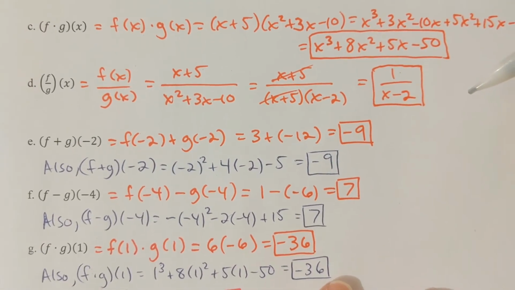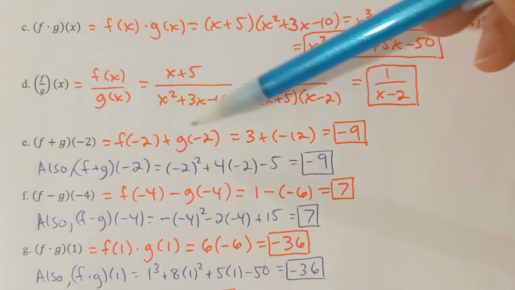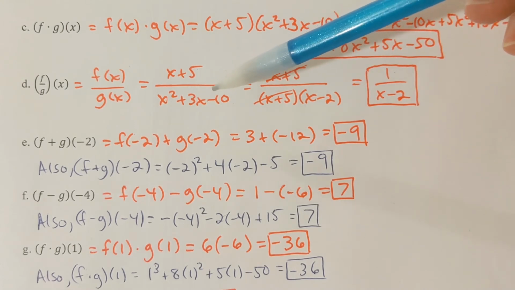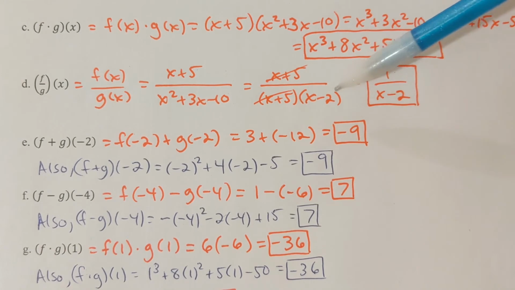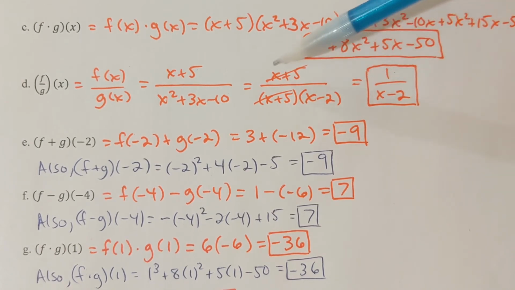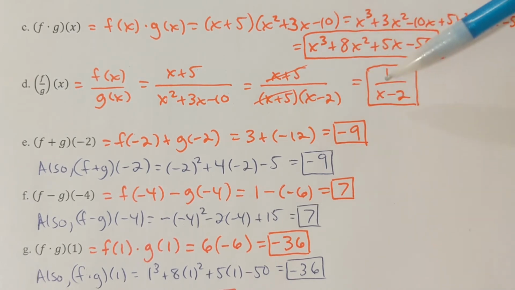Okay. And then there's the quotient function. You're going to divide the two functions. And now the denominator, so g of x is actually going to factor as x plus 5 times x minus 2, and that will conveniently allow me to cancel the x plus 5's here and leave me with 1 divided by x minus 2. And of course, simplify like you would any other problem here.